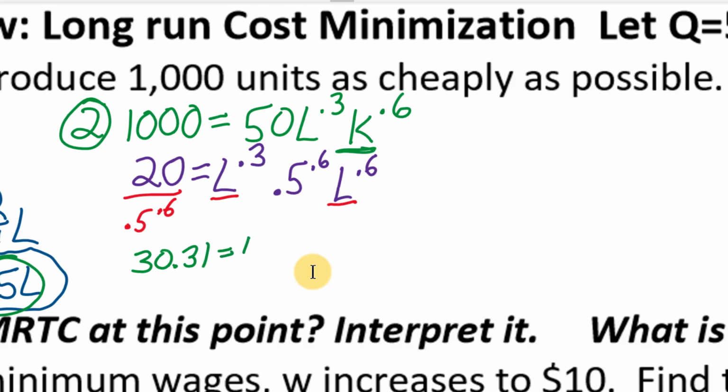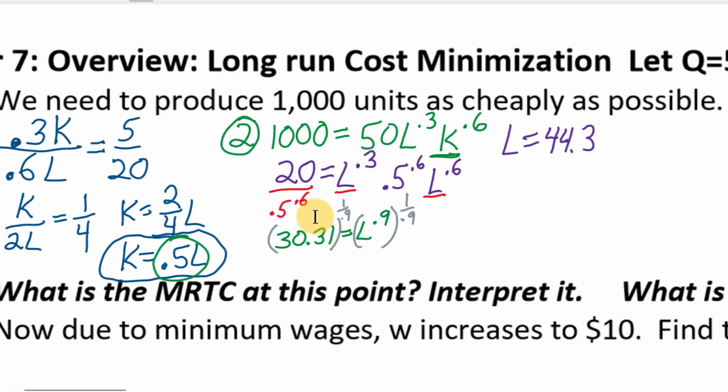And that's equal to L to the 0.9 power. And then, as usual, we need to raise both sides to the 1 over 0.9 power, and that'll give us L. And when I do that, I'm getting something around L equals 44.3. And then to figure out how much capital we use this equation over here. We're going to use half as much capital as labor. So multiply 44.3 by a half, and that gives us about 22.15.